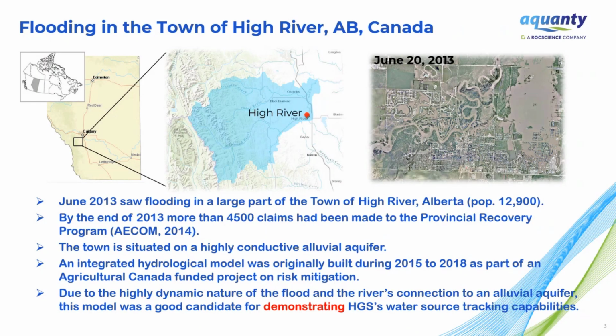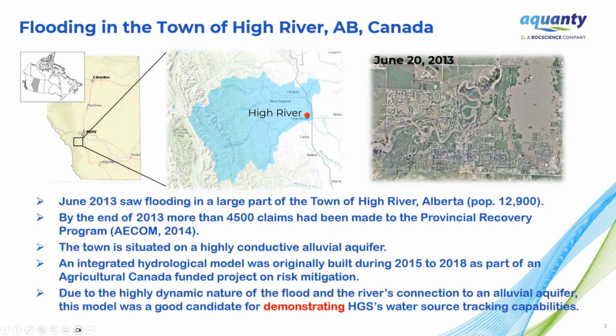I've given the population there just to give a scale of the insurance claims. So it's a fairly small town, about 13,000 people. And by the end of 2013, 4,500 claims had been made through the Alberta Provincial Recovery Program. So it was quite extensive in terms of its impact to the town.